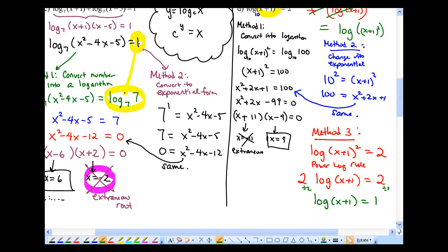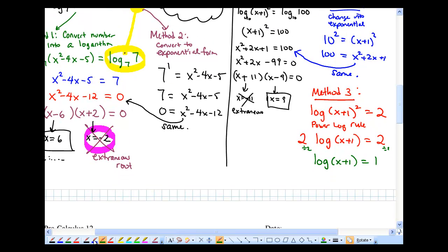And now I'm going to change into exponential form. Remember, this is base 10, so 10 to the power 1 equals x plus 1. Well, 10 to the power 1 is just 10. 10 equals x plus 1. Oh yeah, x must be 9. Done. Method 3, probably the easiest of them all.